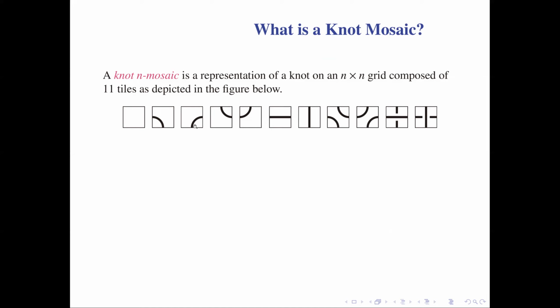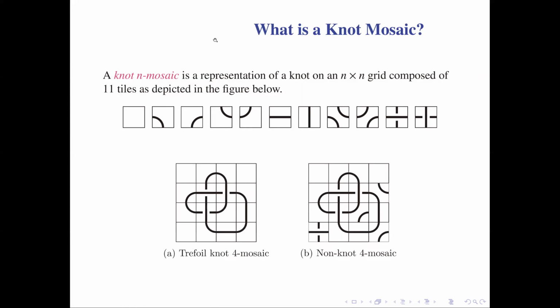Up to rotation, there are 1, 2, 3, 4, 5 tiles. Here we have two examples of 4-mosaics: a trefoil knot 4-mosaic, and a non-trivial link 4-mosaic.